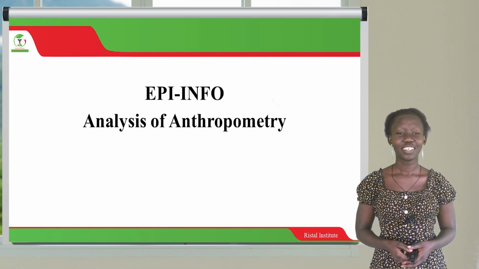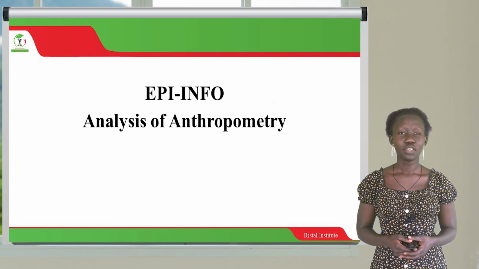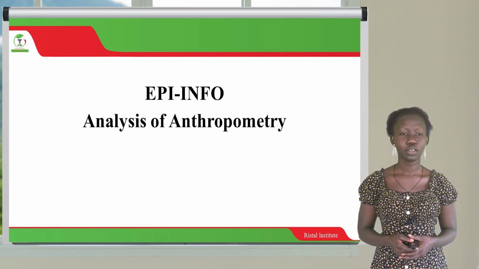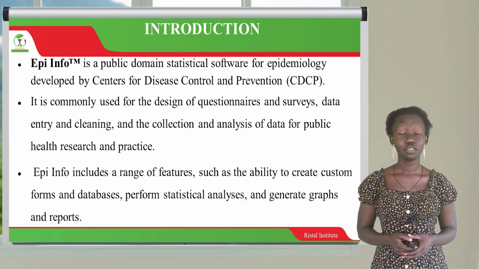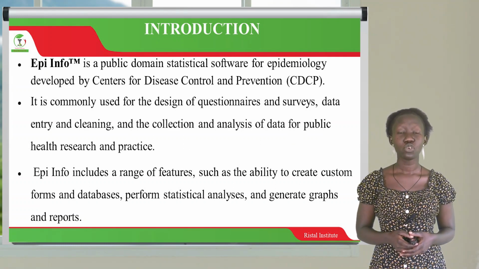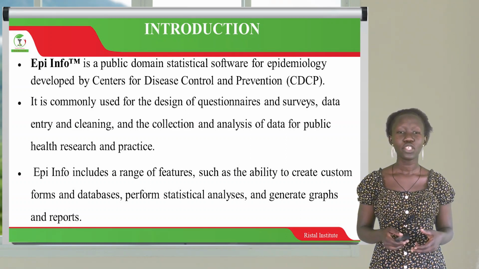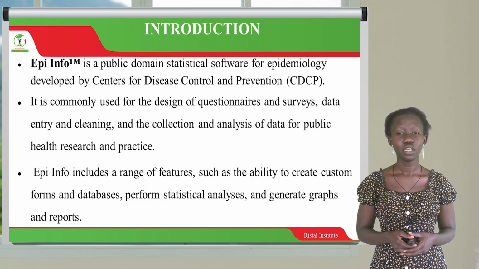Welcome everybody. Today we are looking at Epi Info as one of the nutrition analysis software. Epi Info is used for the analysis of anthropometric data, and it is a public domain statistical software for epidemiology developed by Centers for Disease Control and Prevention. It has been commonly used for the design of questionnaires and surveys, data entry and cleaning, and the collection and analysis of data for public health, research, and practice.